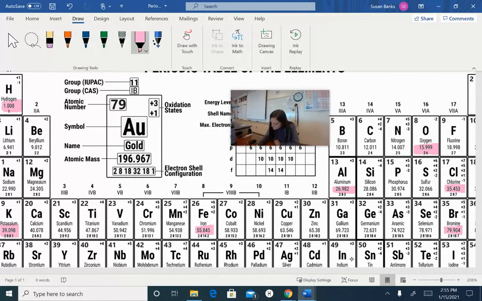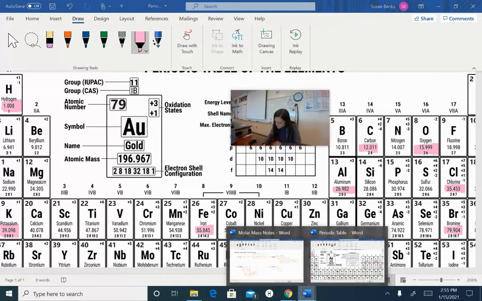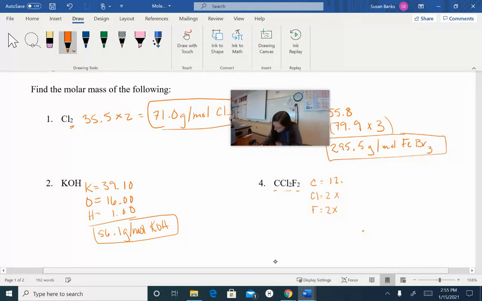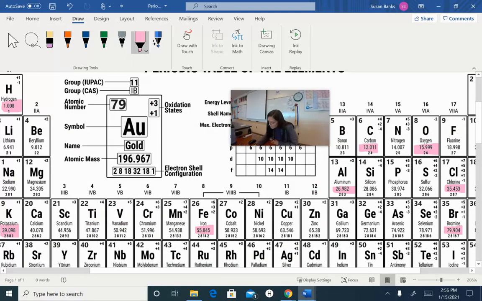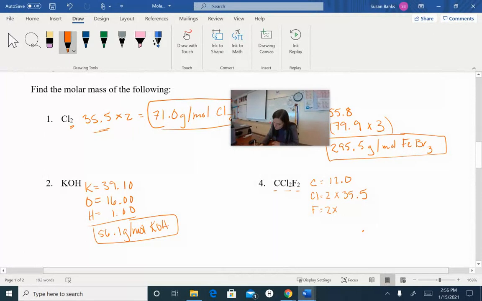So carbon, 12.01. That 1 tells me to leave that 0 in the tenths place alone, so 12.0. Chlorine, we've already looked up before, didn't we? Over here, 35.5. Fluorine, let's see. Fluorine, 18.99. That will round up to 19.0, right? That 9 tells the other 9 to round up, which tells the 18 to round up to 19. So 19.0.